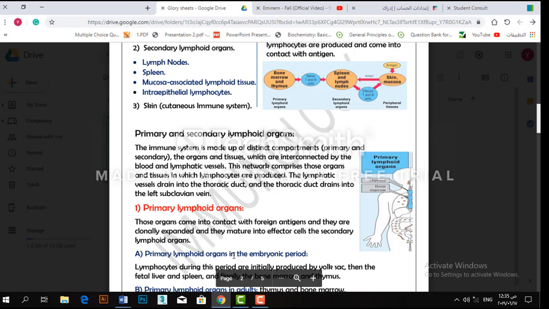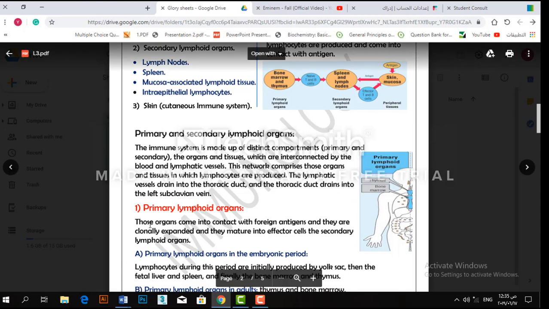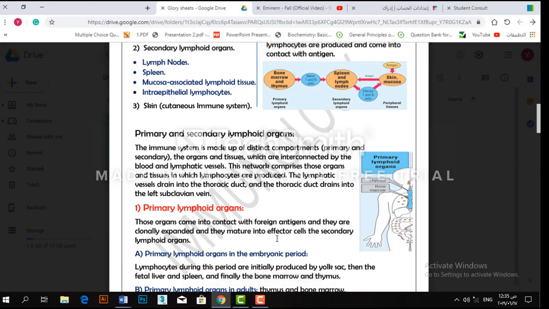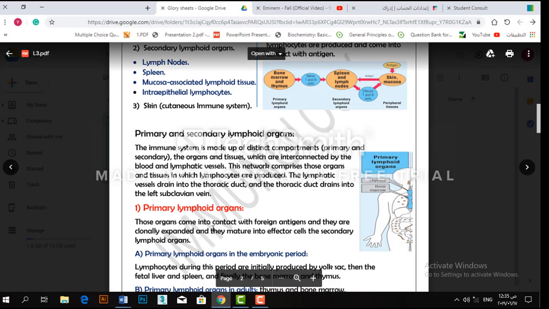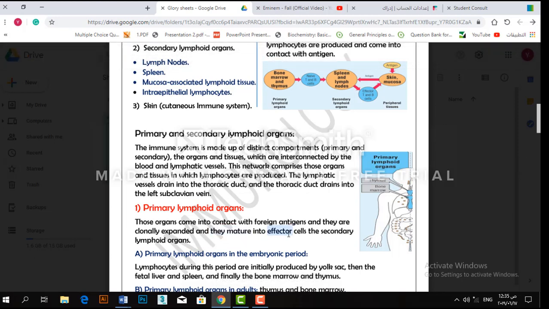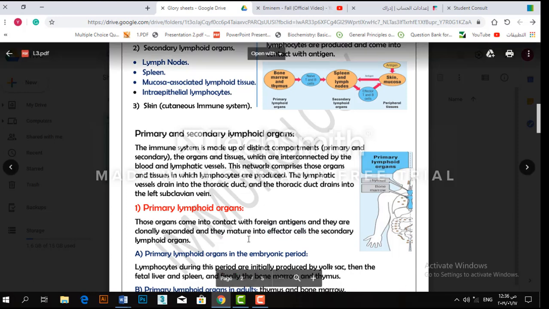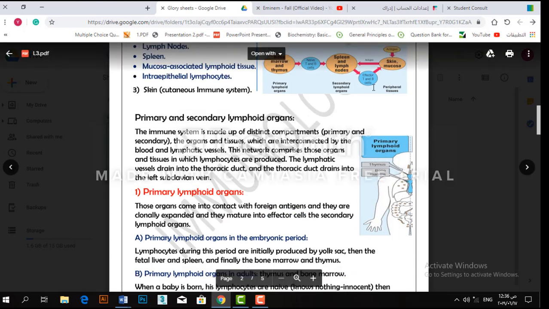Okay, so those organs come into contact with foreign antigens, and they are clonally expanded and they mature into what? Effector cells. And the effector cells go to the secondary lymphoid organs, as we see here. Okay, so bone marrow and thymus are considered to be primary lymphoid organs, and they will make naive T and B cells. And what do we mean by naive? Meaning that they are immature. Then they will go to the secondary lymphoid organs for maturation to be effector T and B cells.